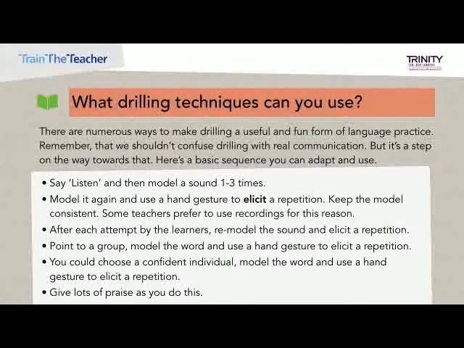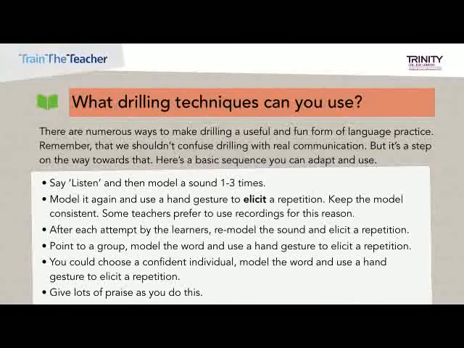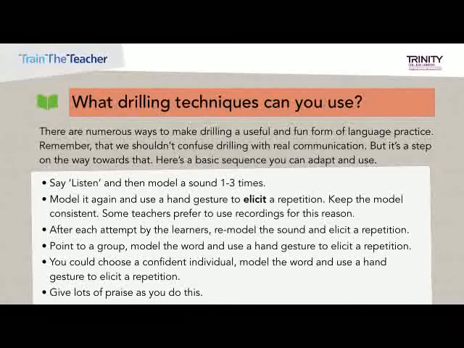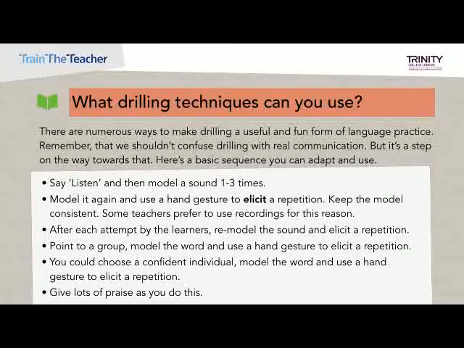Point to a group, model the word, and use a hand gesture to elicit a repetition. You could have boys for say, then girls, or table groups, half of the class, lots of ways to mix this up. You could choose a confident individual and model the word for them, and then use a hand gesture to elicit the repetition. Remember to give lots of praise as you do this. Well done, good job, give me a high five. It encourages learners and lets them know they're doing the right thing.